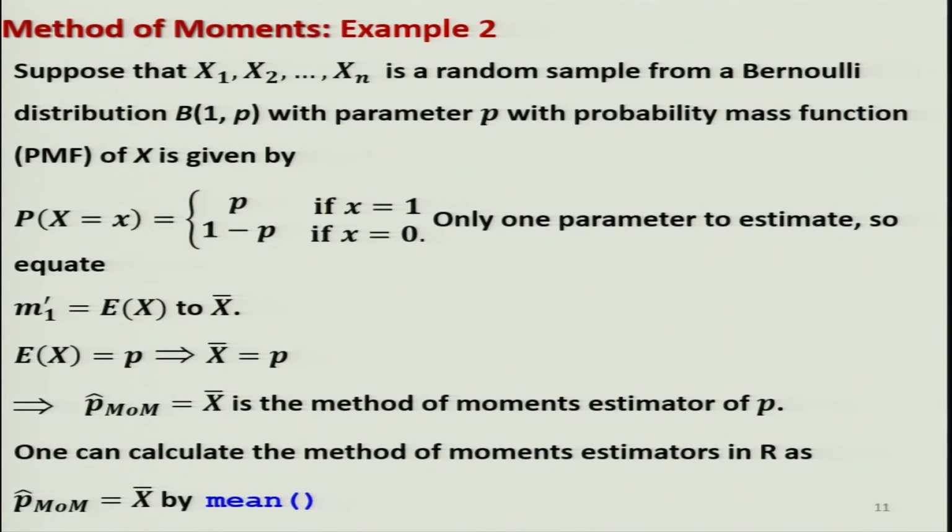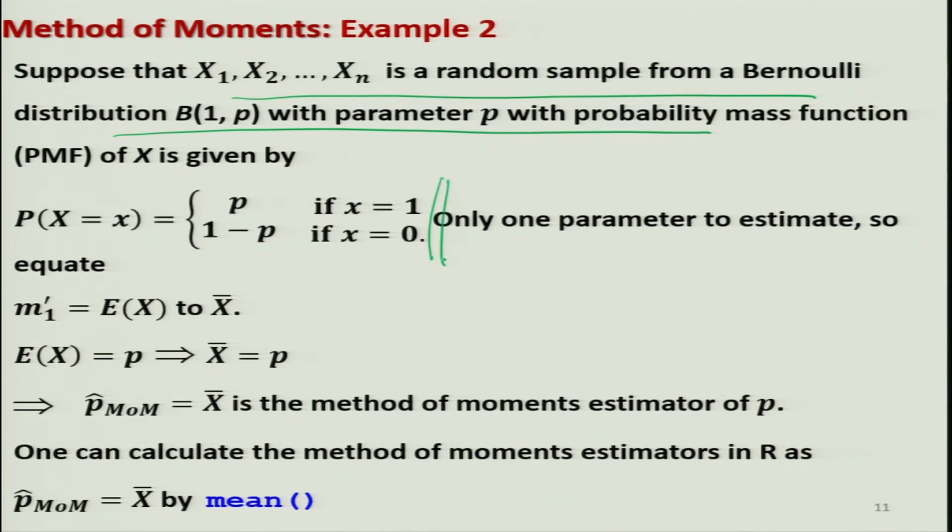Now, let me take one more example, a very simple example. Suppose x1, x2, ..., xn is a random sample from a Bernoulli distribution with parameter p, whose probability mass function is given here, that we know, and in this case also there is only one parameter p that we want to estimate. So, once again I have to do the same thing. The sample based first raw moment is m1 prime, which is equal to x bar, and mu1 prime, the first raw population moment, is the expected value of x. Now, the expected value of x that we already found is equal to p.